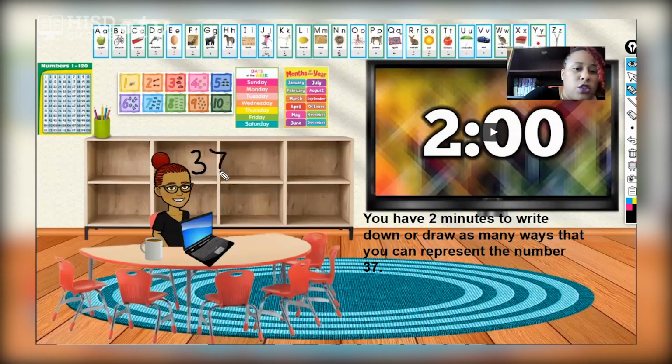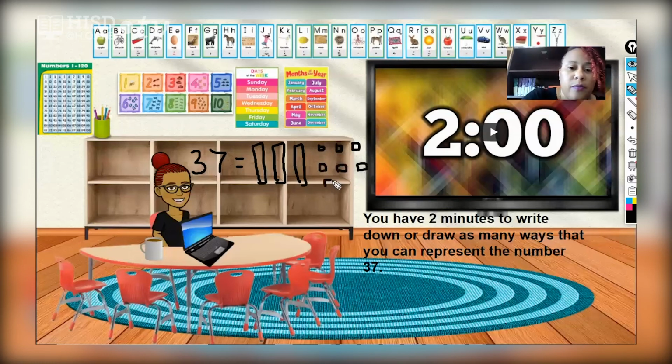One way that we could have shown the number 37 is 1, 2, 3 tens, and 1, 2, 3, 4, 5, 6, 7 ones. One way to show the number 37 was 3 tens and 7 ones.